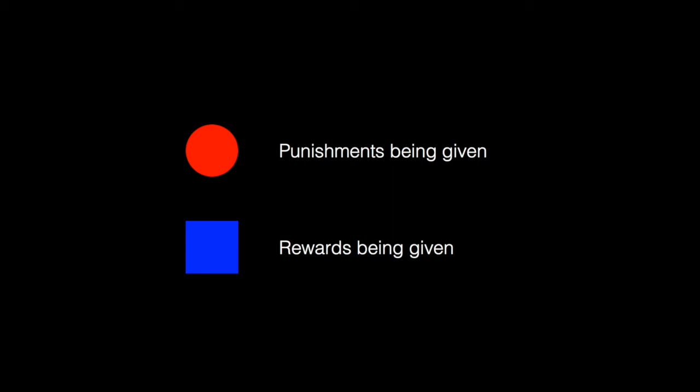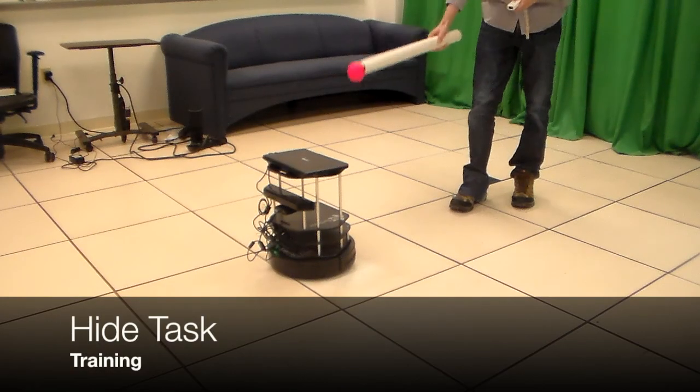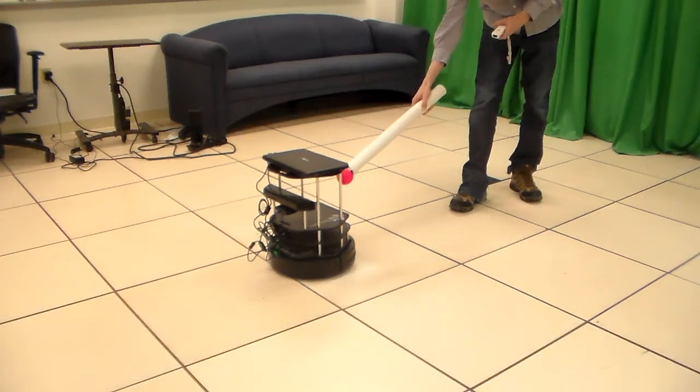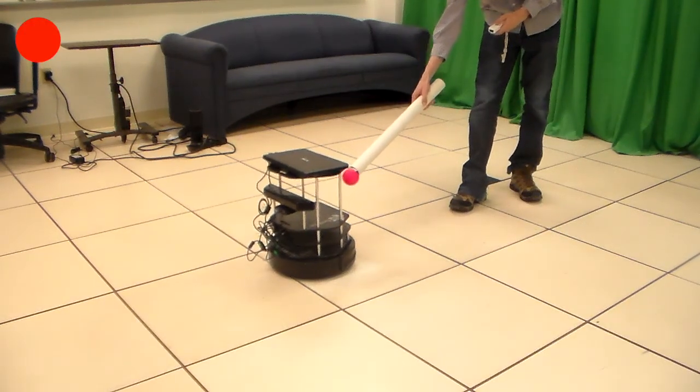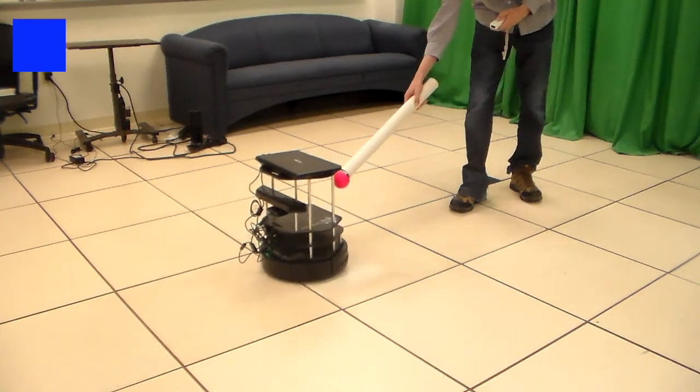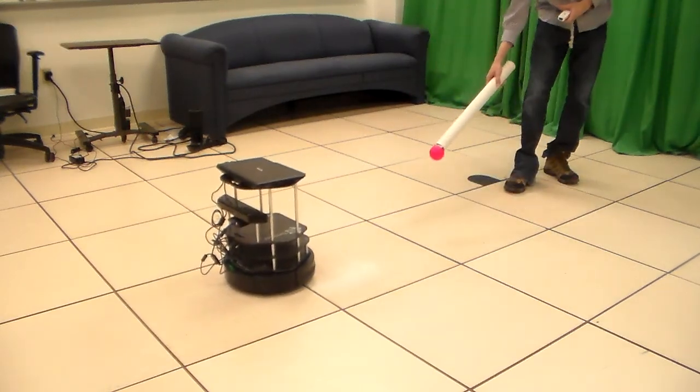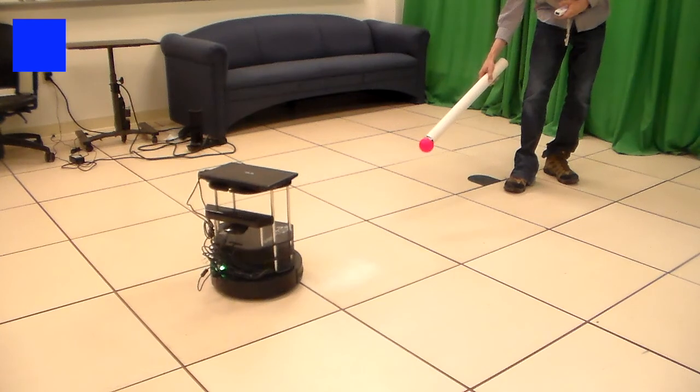Okay, let's get started with the hide task. We begin by training the Turtlebot to move away when the ball is close and in front of it. This involves putting the ball right in front of it and punishing it when it does the wrong behavior, and then adding a number of rewards when it does the correct behavior.